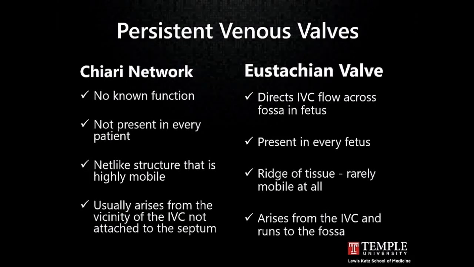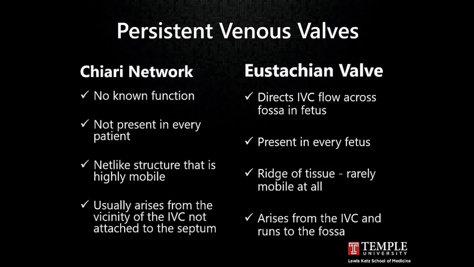So Chiari, it's not really known what its function is. It's not present in every patient. It's really a net-like structure, and it's highly mobile. That's usually how we identify it. And it usually arises in the vicinity of the IVC and is attached to the septum. It's not attached to the septum, rather.